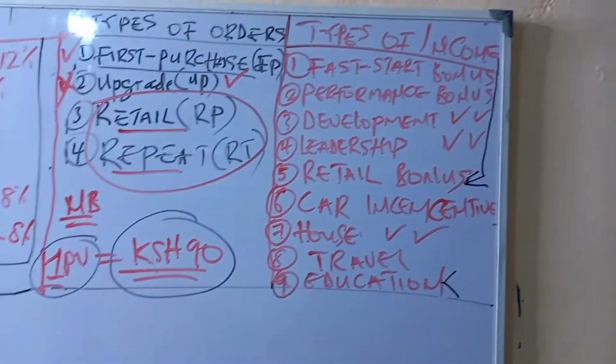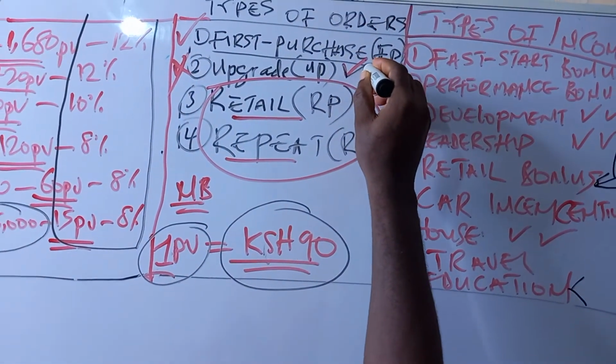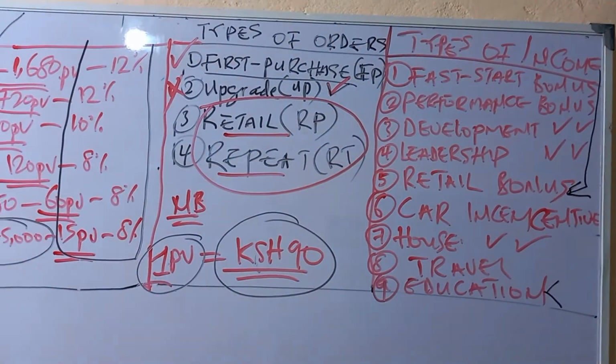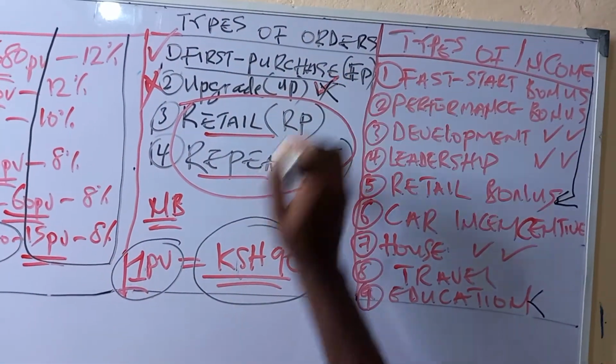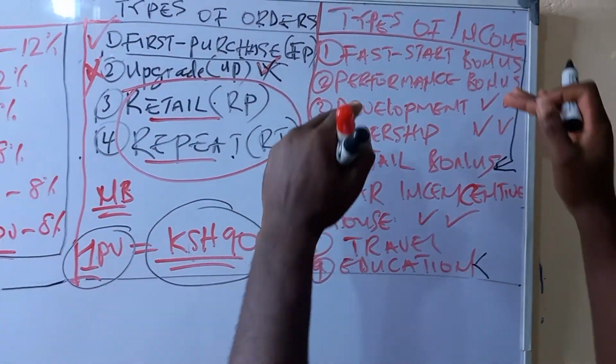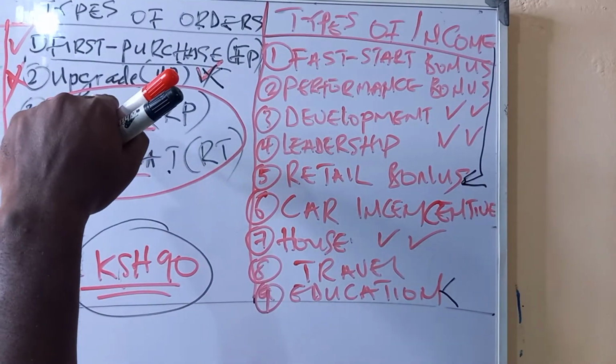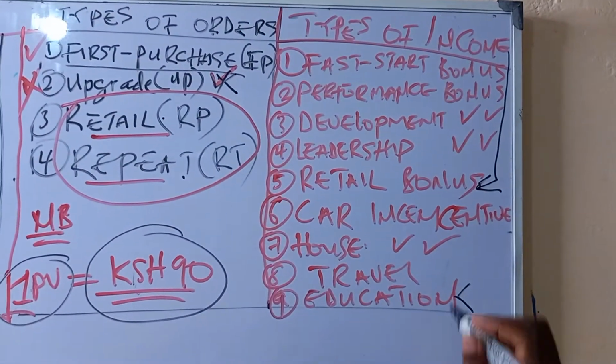Please take note, I say that for the type of order you are doing, upgrade order is what they will do for you by default if you don't specify what you want. But that is not where the money is. The money is in the retail and the repeat. So the type of money you are going to earn is dependent on the type of order you are doing. Having that in mind, let's look at the orders in detail.